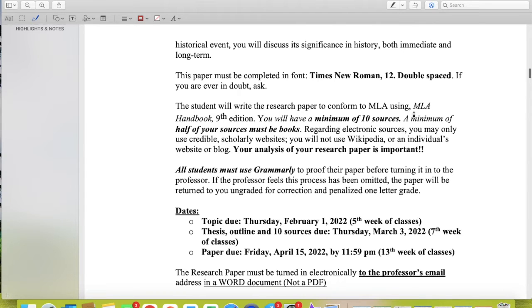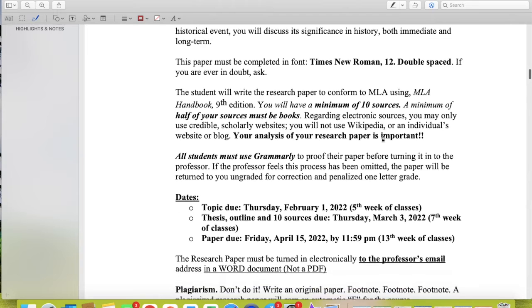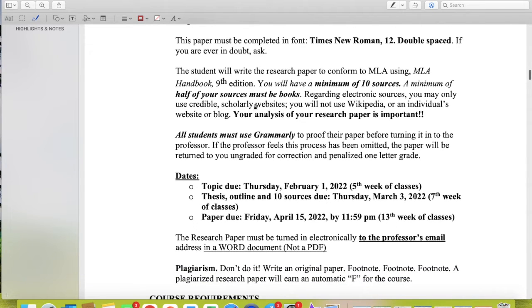You'll write it according to MLA standards, the MLA Handbook, 9th edition. You'll have a minimum of 10 sources. Half of those sources must be actual books. Do not use all electronic sources. You can use electronic sources, but half of your sources must be actual books.